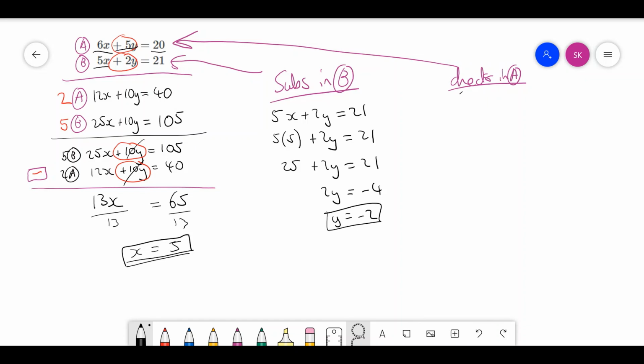Check in A. So instead of 6x plus 5y equals 20, I substitute my solutions for x and y. 30 minus 10 equals 20. 20 does equal 20, so I know these are correct. Pause the video, make any notes that you need to, and press play when you're ready to keep going.